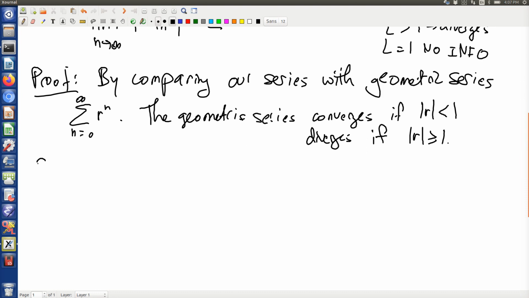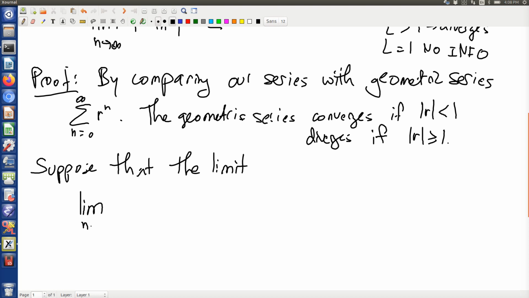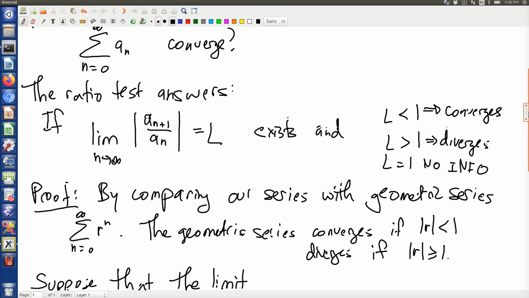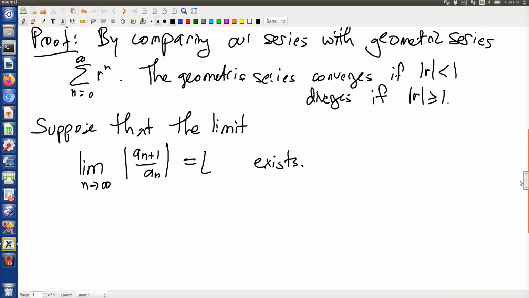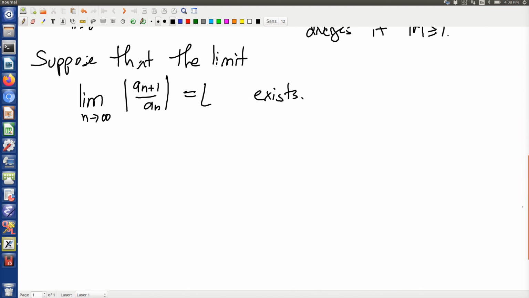Well, let's suppose that the limit of these consecutive ratios, or ratios of consecutive terms, exists. Because you'll notice that's part of the hypothesis. If this limit exists, then we can tell you something. If that limit doesn't exist, the ratio test tells you nothing. So let's suppose that that limit exists. So we can use the ratio test.